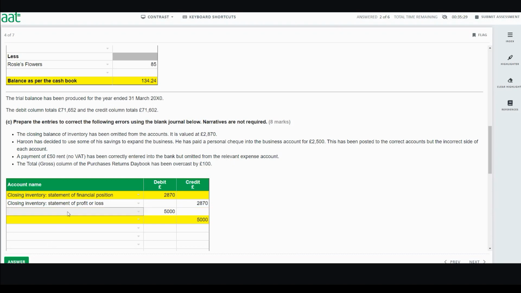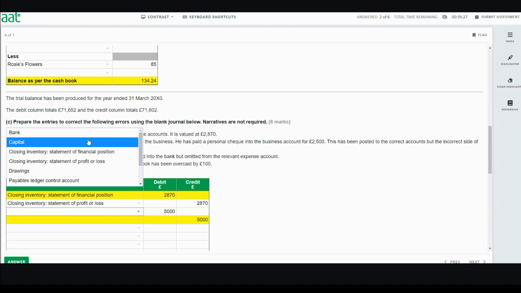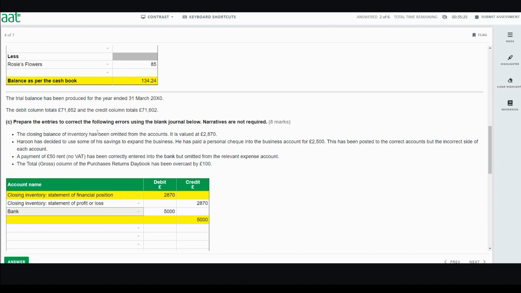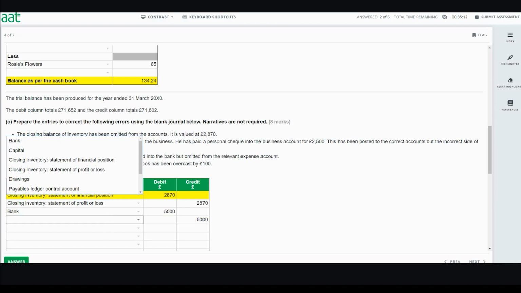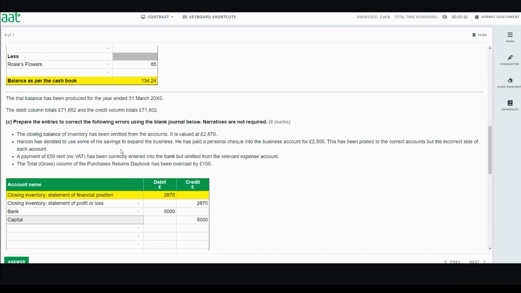So what we're going to do is we're now going to put it into the bank account, and by putting 5,000, it means that we've taken out the error and we've put in the correct entry. Okay, the credit entry then should have been to capital. So by doubling it up, we've taken out the error and we've now put in the correct entry.